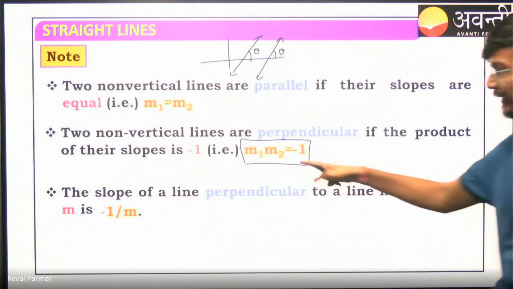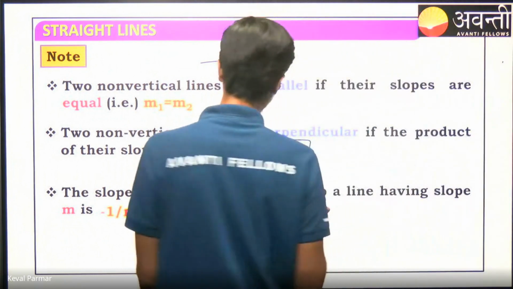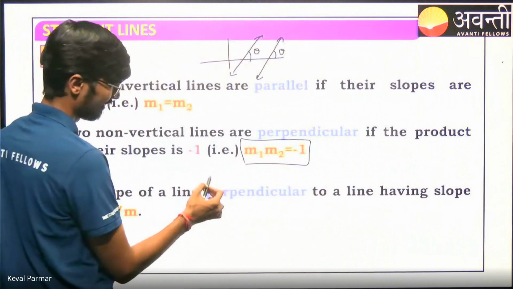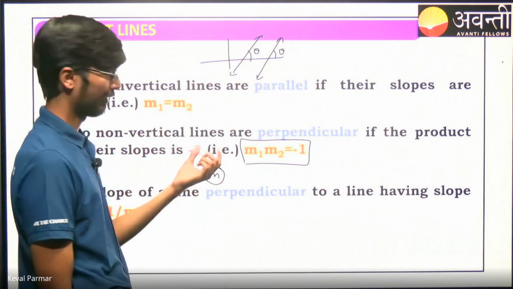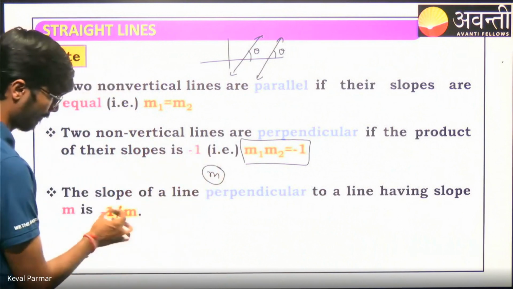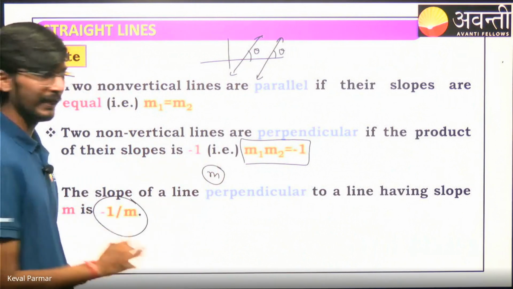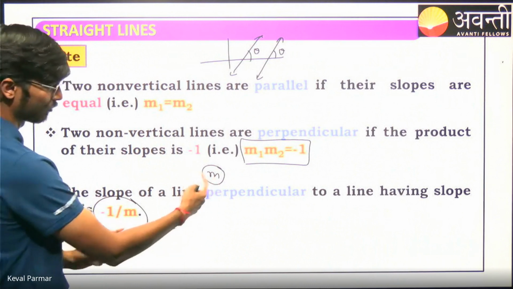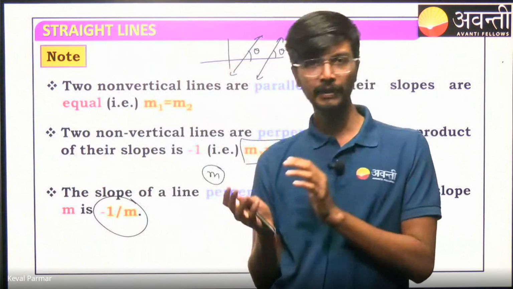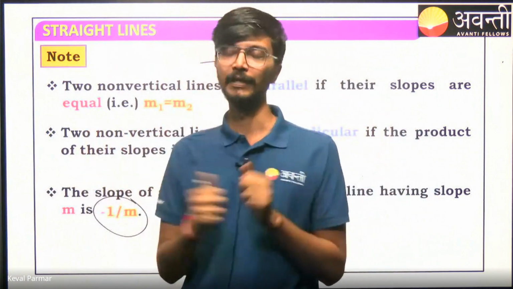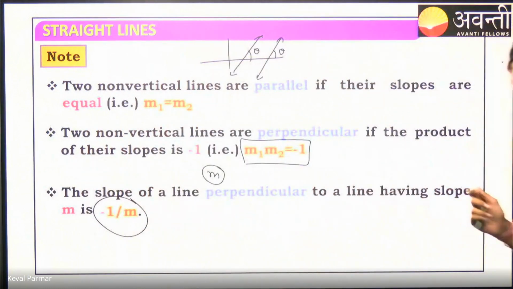So from here we can say that if the slope of one of the lines is m, then what will be the slope of the line perpendicular to it? It will be -1 by m. Why? Because if I multiply these two, I'll get -1, correct? And since both lines are perpendicular, their product should be -1. So here are some notes you should remember about straight line or slope. Let's see what we have next. We have an example.